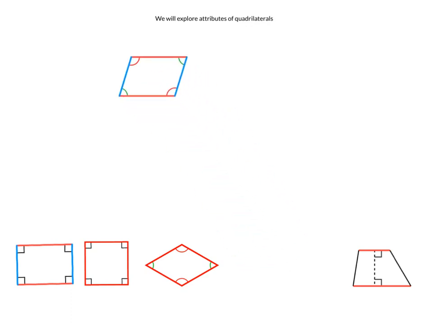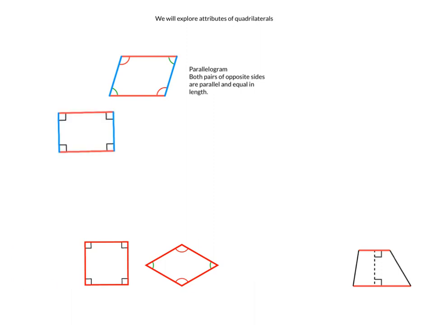First, we have a parallelogram. So parallelograms are quadrilaterals in which both pairs of opposite sides are parallel and equal in length. So this side and this side are parallel. This side and this side are parallel, and they are equal in length. So this side and this side are equal in length. This side and this side are parallel and equal in length as well.